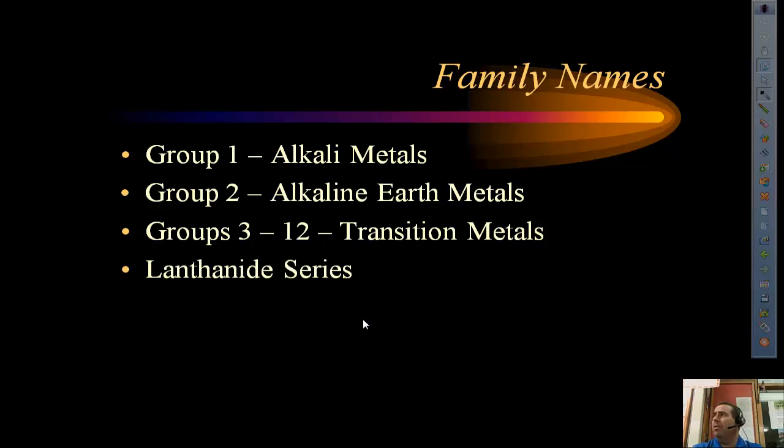The elements starting with lanthanum, number 57, and going through to number 71, lutetium, those are going to be known as the lanthanide series. And then that other one on the bottom there, going from actinium through lawrencium, that is going to be your actinide series.